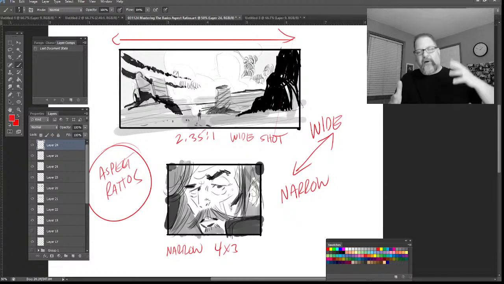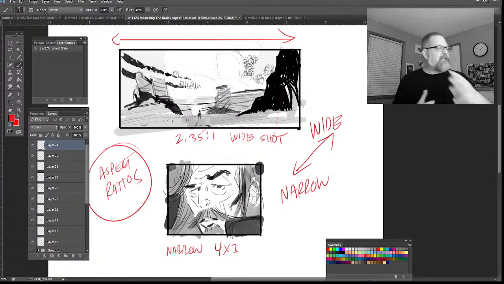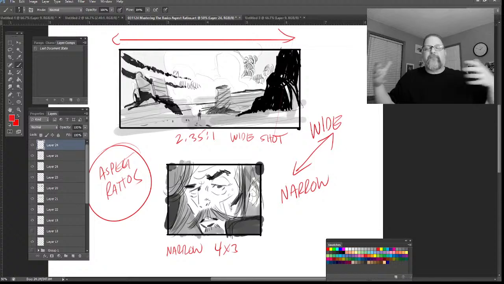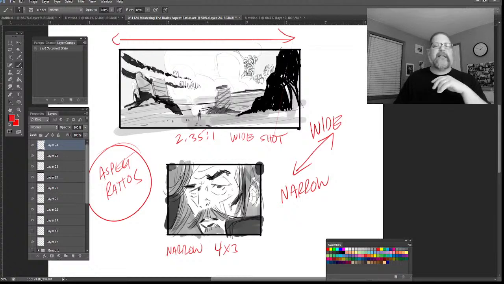So as a storyboard artist, and you're putting these all together, it's like, how do I put these shots together? How do I evoke emotion in my audience? How do I make them feel like, wow, I've been invited to another world? And all that's going to come down to one of those aspects to help you drive your storytelling, and that's through aspect ratios.